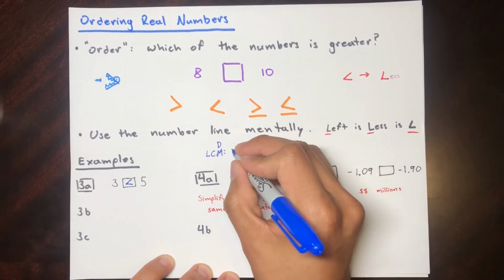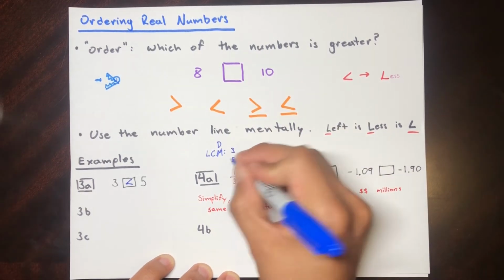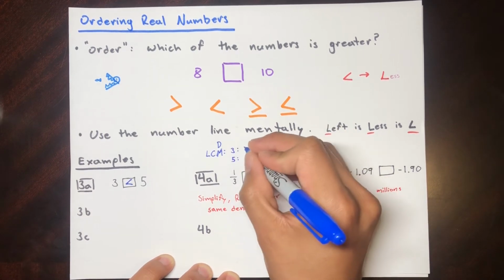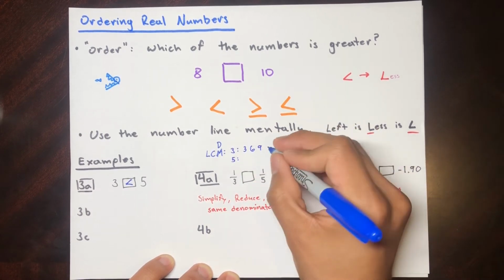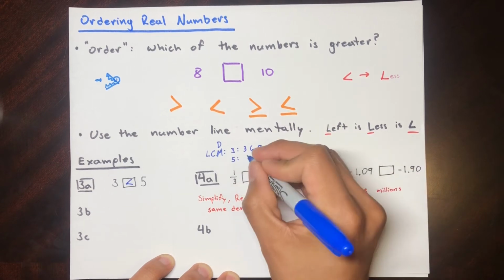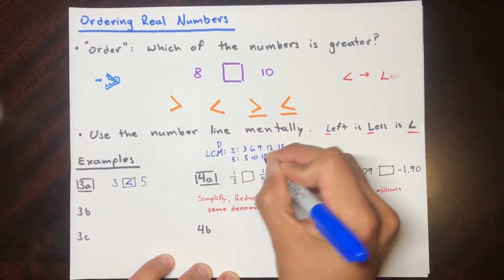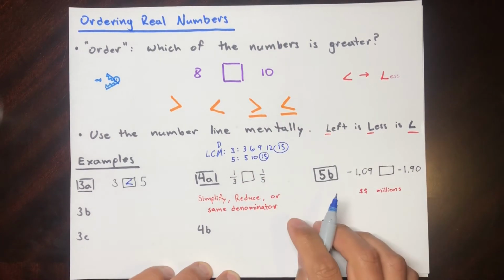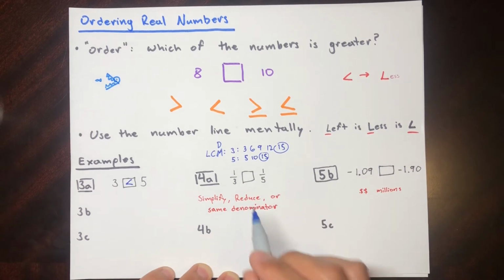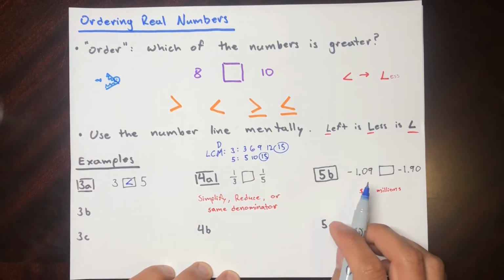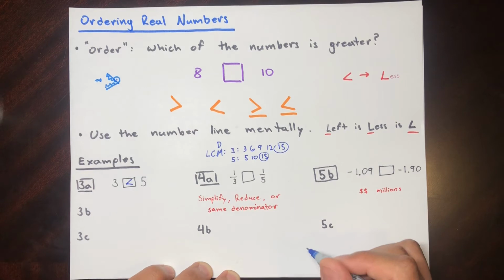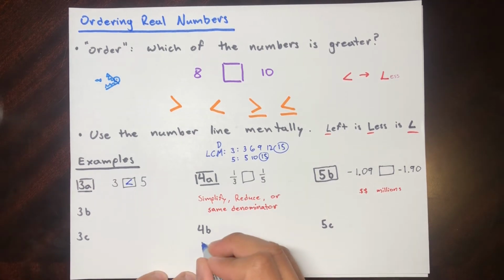You can write them out if you want. You would write 3 and you would write 5, and they're going to be 3, 6, 9, 12, 15. In this case, it would be 5, 10, 15. 15 is going to be the least common multiple between those two numbers, which means that you're going to have to turn each one of those fractions into a fraction over 15. I'm going to go ahead and do that down here, okay?